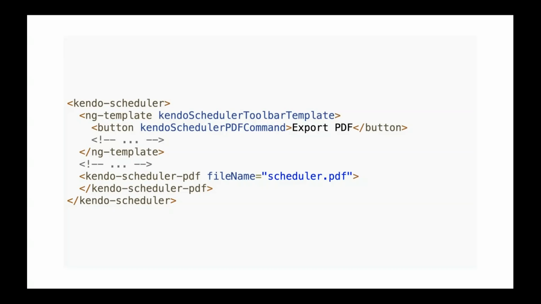The support for this is easily added simply by adding a template, which is for the button itself. And then from there, it will export the file using the file name that you denote through the element Kendo Scheduler PDF. So by specifying that configuration, it will output the document accordingly with that file type.